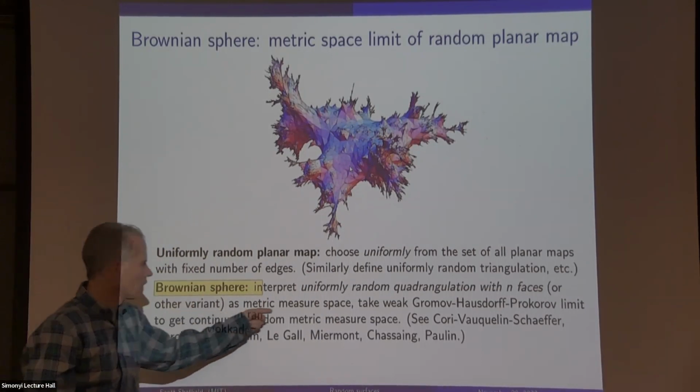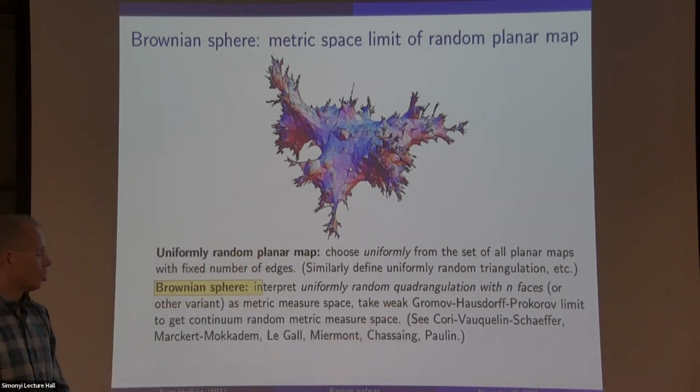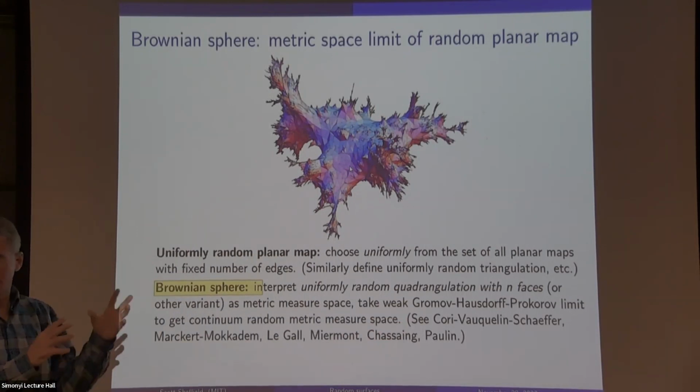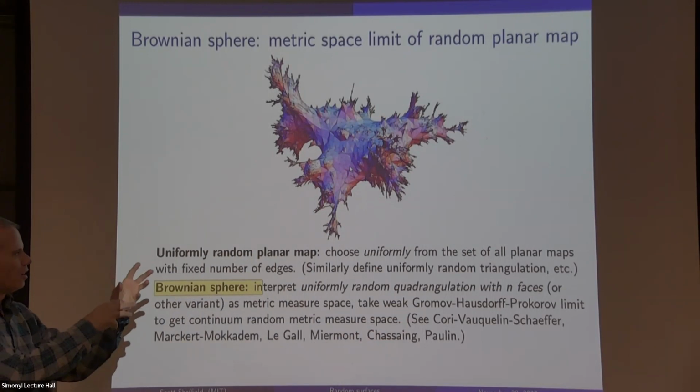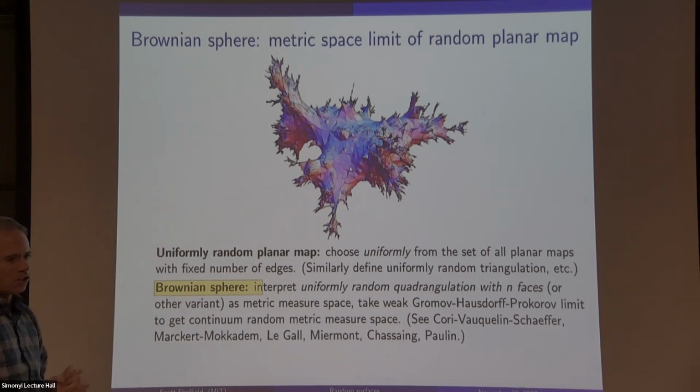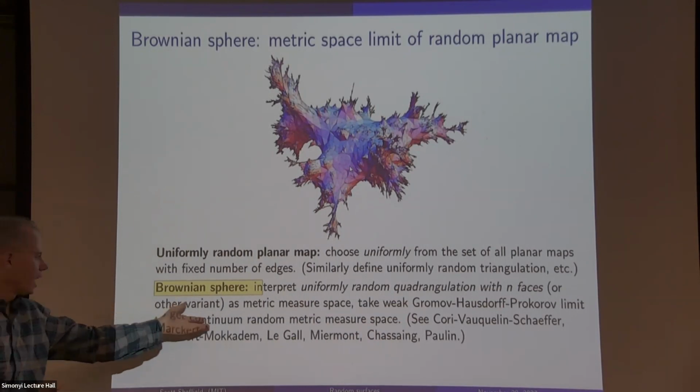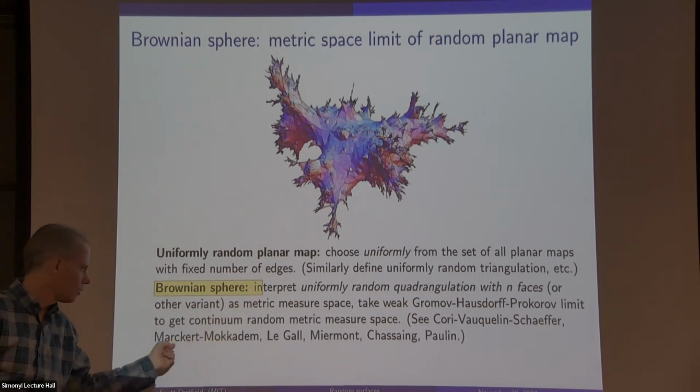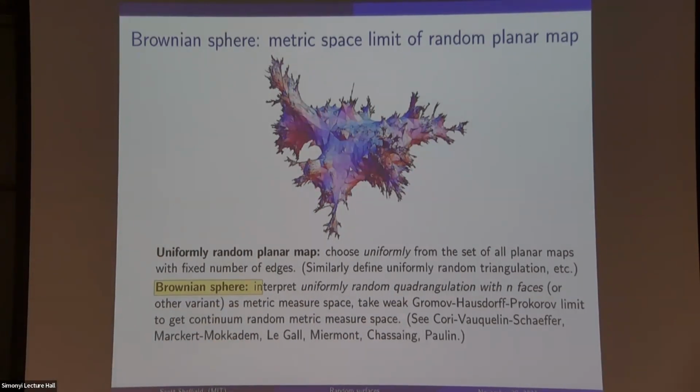So when you take a limit in a certain topology, Gromov-Hausdorff-Prokhorov topology, if you don't know what that means, it doesn't matter. It's just a way of putting a metric on a set of measured surfaces. So if you take a limit in this sense, you get a random metric measure space. These authors here were instrumental in showing that this thing really makes sense mathematically.